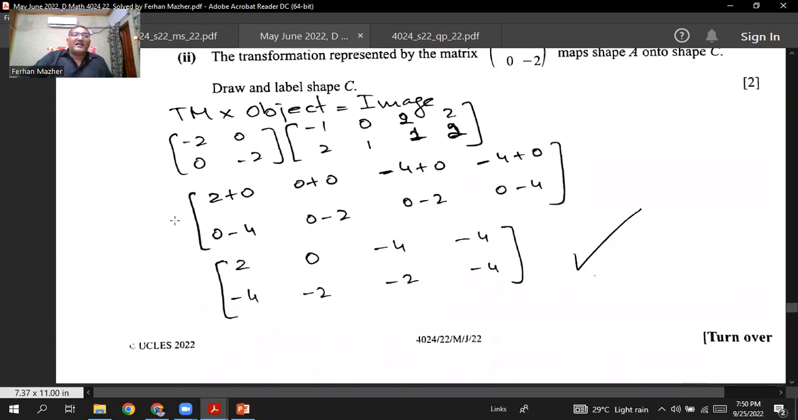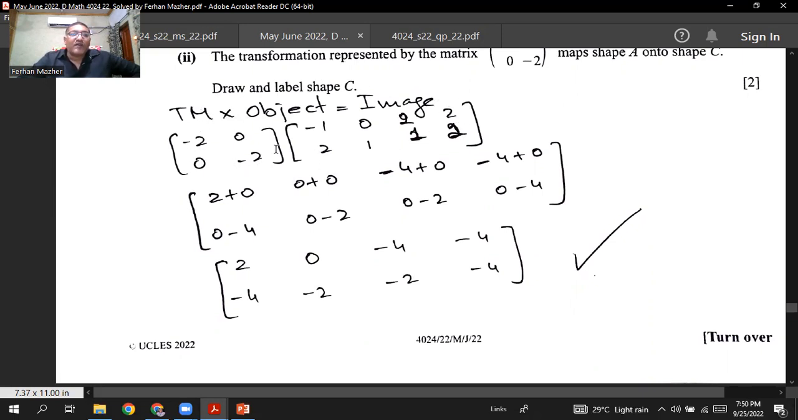So I will write transformation matrix multiply object is equal to the image. The transformation matrix is minus 2, 0, 0, minus 2. The object is minus 1, 2, 0, 1, 2, 1, 2, 2. Just multiply them. From here, I will take the rows. From here, I will take the columns. So it will be plus 2 plus 0, 0 plus 0, minus 4 plus 0, minus 4 plus 0.